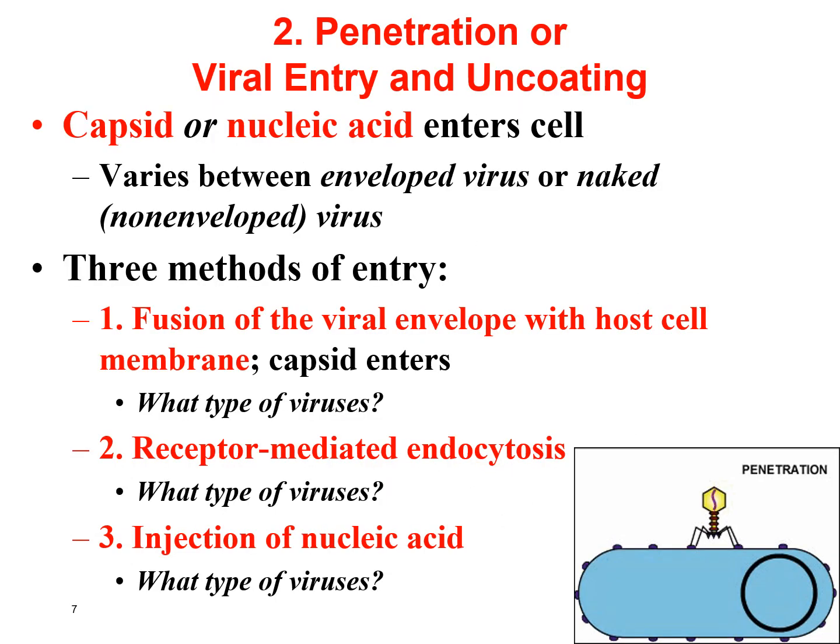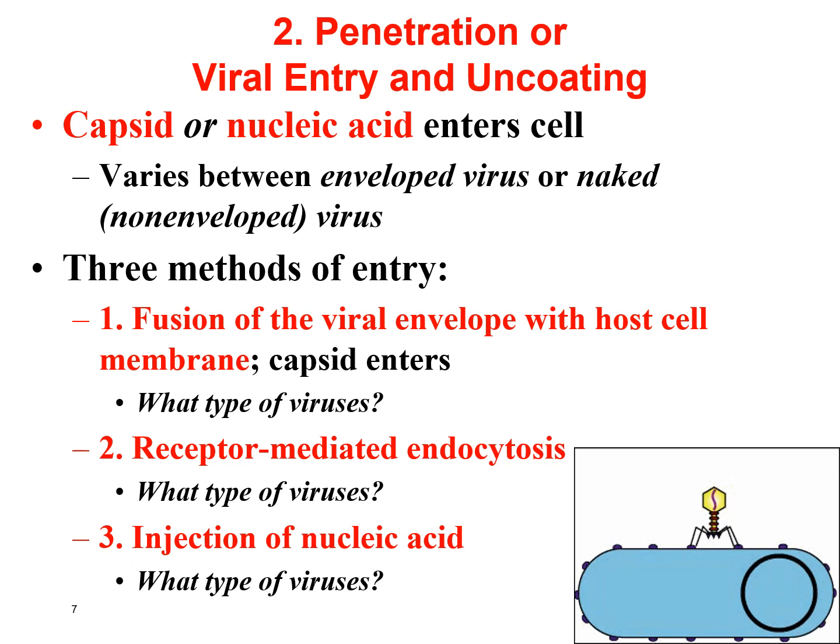Okay, the second step in viral multiplication cycle is viral entry. So either the entire capsid with the nucleic acid inside will enter the host cell, or just the nucleic acid will enter into the cell. So it just kind of varies between whether it's an enveloped or non-enveloped virus. There are 3 methods for viruses to get inside of the host cell once they bind to the specific receptors. So I want you to memorize these 3 different methods of entry into the host cell.